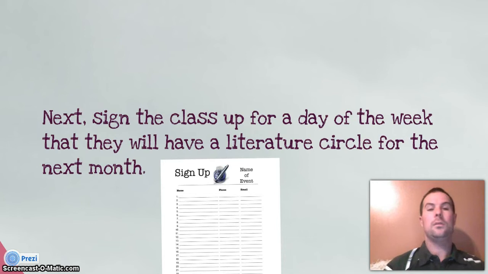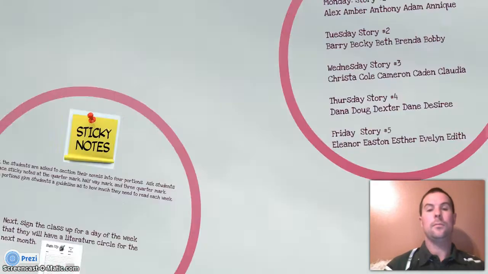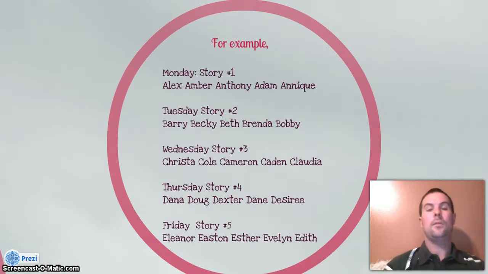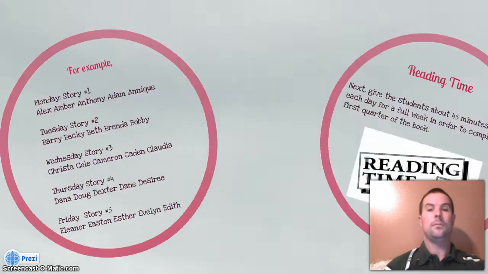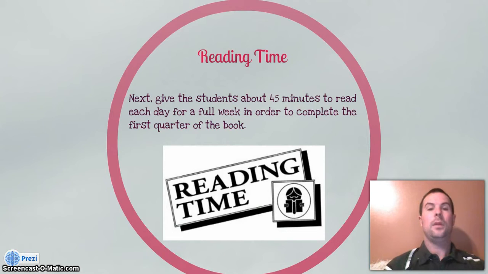Next, sign the class up for a day of the week that they will have a literature circle for the next month. For example, this is what it looks like. Reading time. Next, give the students about 45 minutes to read each day for a full week in order to complete the first quarter of the book.